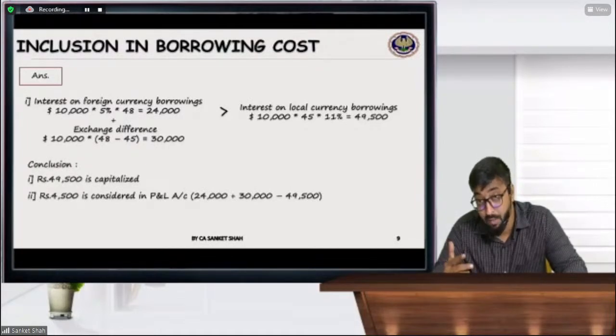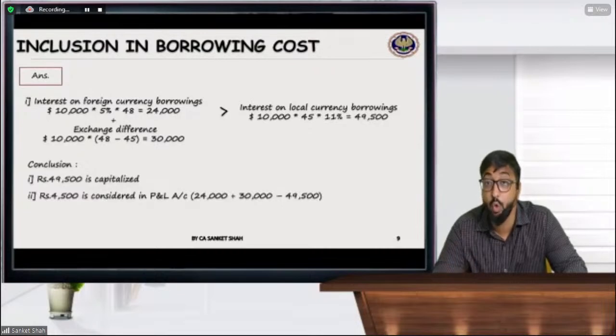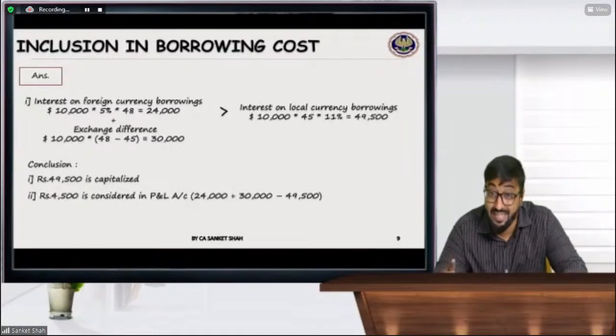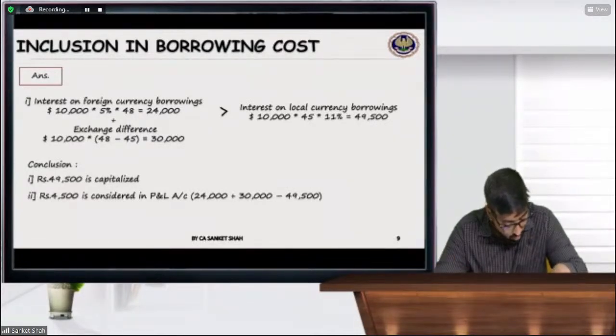Expenses, if it is more than your local borrowings, okay, loss more than your local borrowings. But if exchange loss plus interest is less than the local borrowings interest, in that case the total amount is capitalized, nothing in the profit and loss account. In the profit and loss account, it will be zero. एकदम एक बार हिंदी में बता देता हूं.